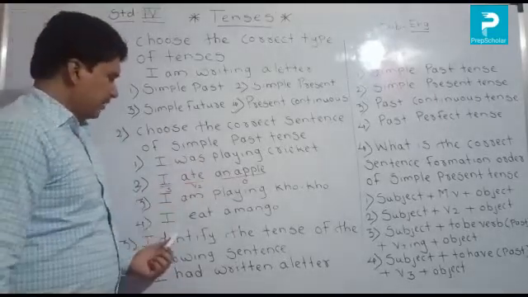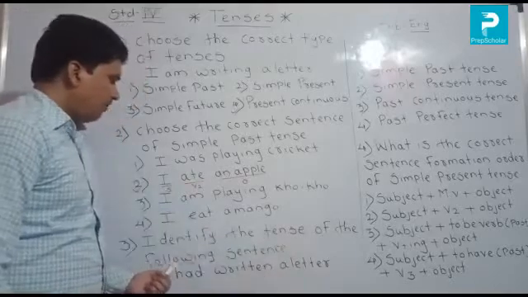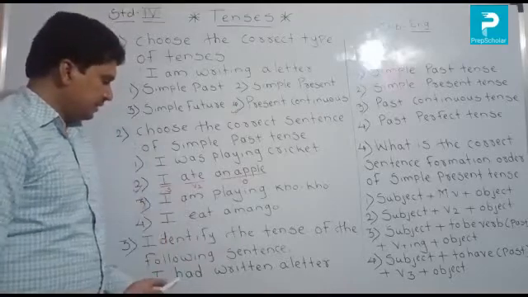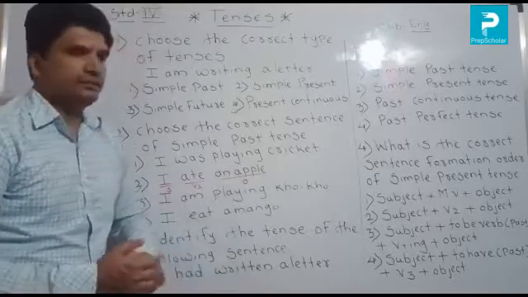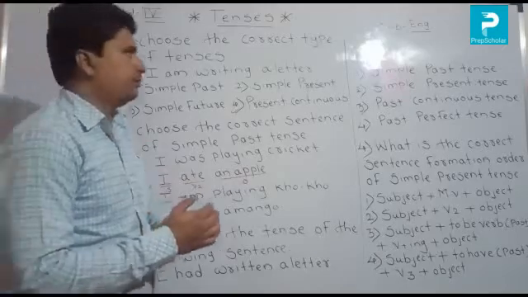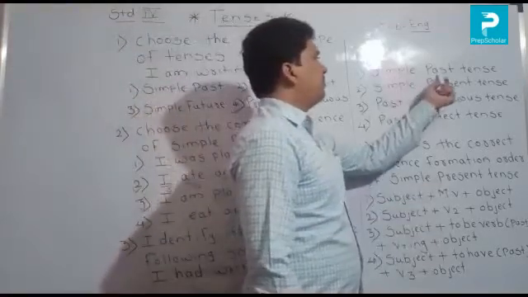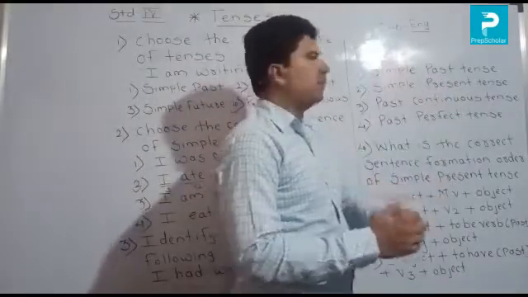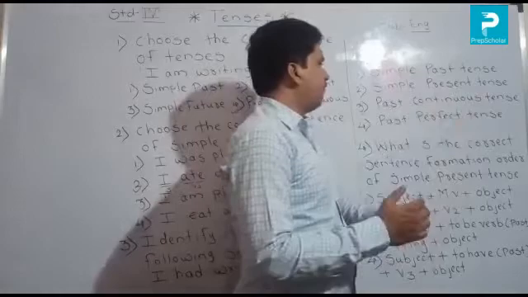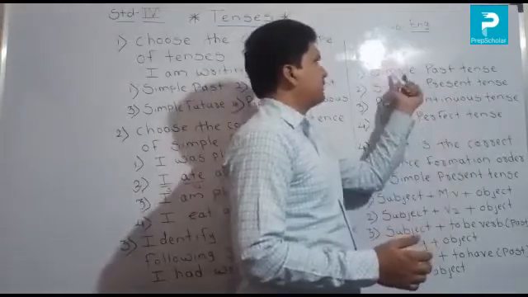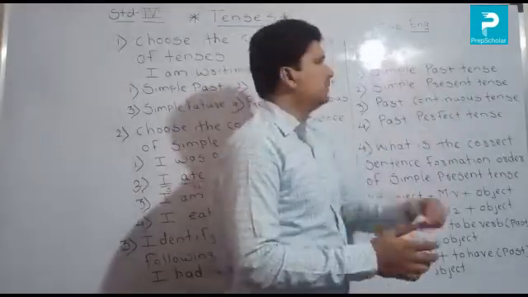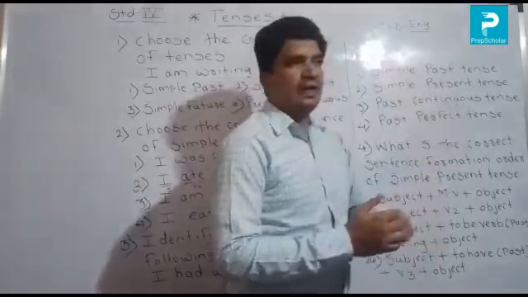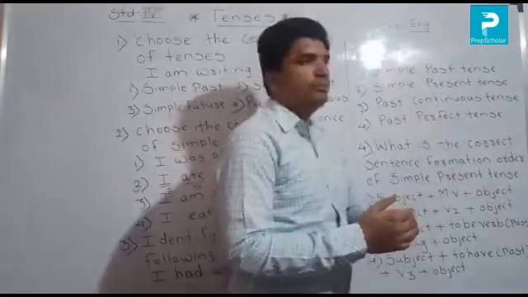Then third number, identify the tense of the following sentence. खाली वाक्याचं काळ ओळखा. So sentence is, I had written a letter. Okay. So number 1 option, simple past tense. Second number, simple present tense. Third number, past continuous tense. And fourth number, past perfect tense. सिंपल पास्ट टेन्स म्हणजे साधा भूतकाळ, सिंपल प्रेझेंट टेन्स म्हणजे साधा वर्तमान काळ, पास्ट कंटिन्युअस टेन्स म्हणजे चालू भूतकाळ आणि पास्ट परफेक्ट टेन्स म्हणजे पूर्ण भूतकाळ.